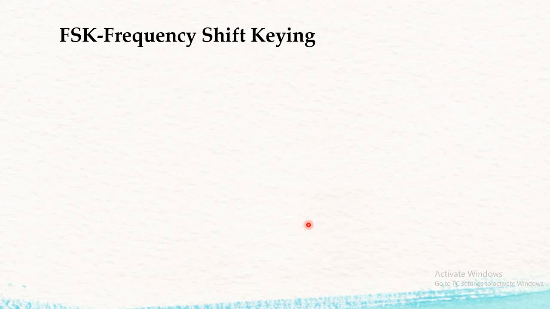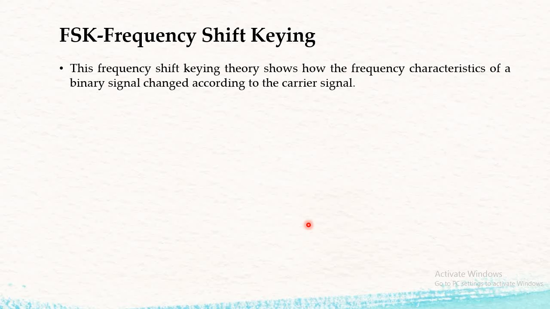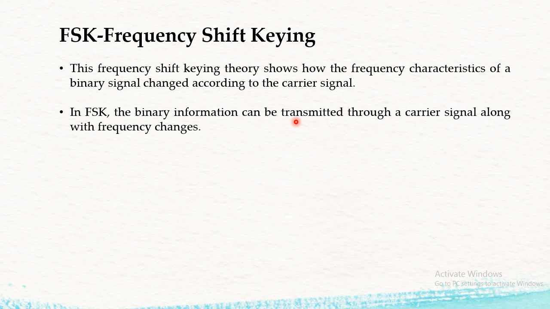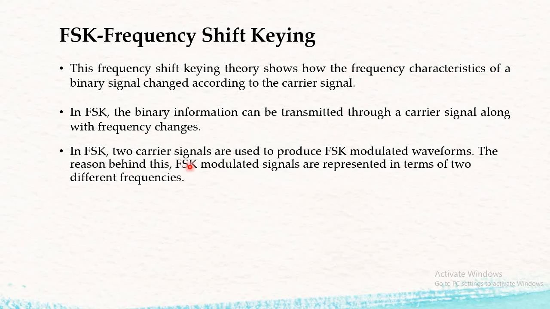So basically what is FSK or frequency shift keying? The frequency shift keying theory shows how the frequency characteristics of a binary signal change in accordance with the carrier signal. In FSK, the binary information can be transmitted through a carrier signal along with the frequency changes. In FSK, two carrier signals are used to produce the FSK modulated waveform. The reason behind this is that FSK modulated signals are represented in terms of two different frequencies.